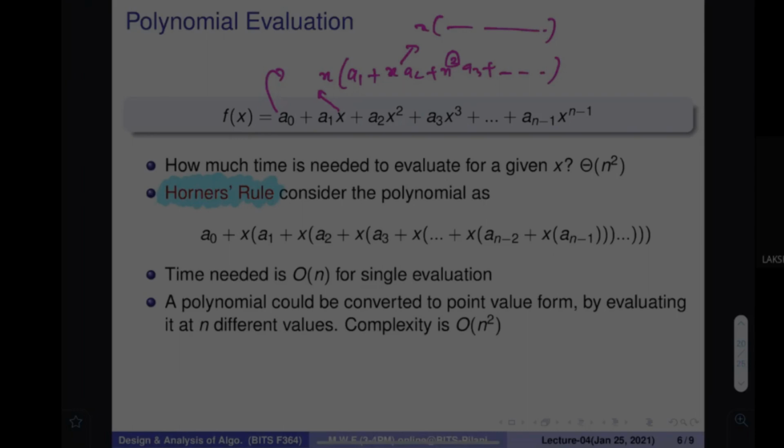Everybody understand this thing? Yes. So this particular expression can be represented in this form: a0 plus x multiplied by a1 plus x multiplied by a2 plus x multiplied by a3 plus x multiplied by and so on till the last end. Whether this line is clear, please ask. This is a very simple line. If you have any confusion, please ask. That's what I have done.